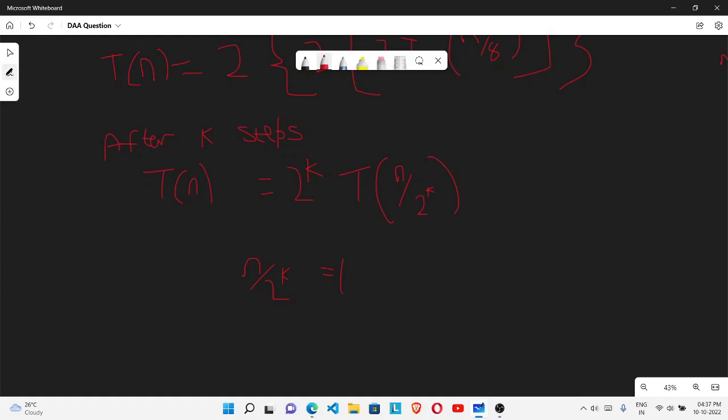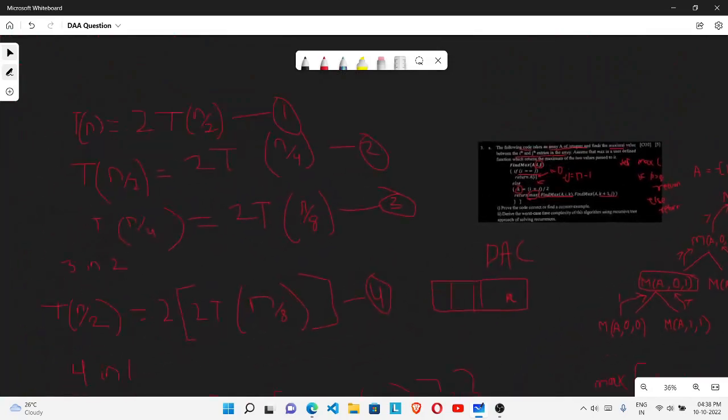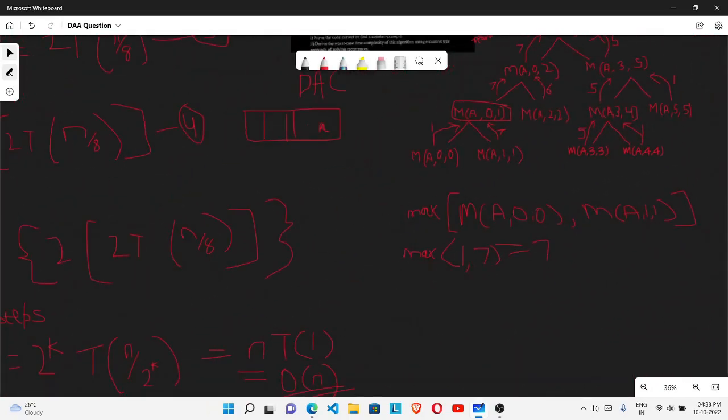So now we have to find the actual complexity for n. So this makes 2 raised to k equal to n. So the time complexity is, substituting 2 raised to k is equal to n, this thing becomes n times T of 1, which is just n. So yeah, big O of n. So using substitution method also we got big O of n. Using master theorem also we got big O of n. These are the two methods that I prepared for.